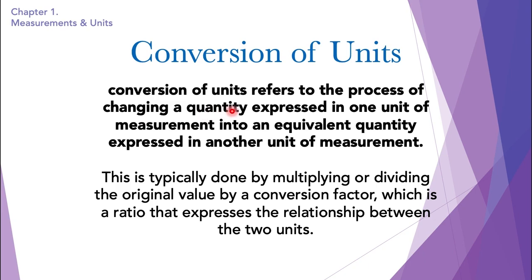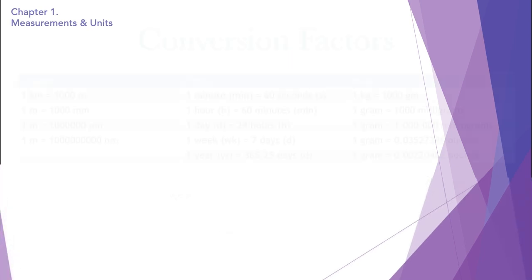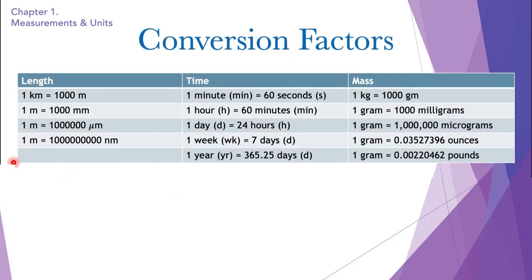So conversion of units refers to the process of changing a quantity expressed in one unit of measurement into an equivalent quantity expressed in another unit of measurement. And this is typically done by multiplying or dividing the original value by a conversion factor, which is a ratio that expresses the relationship between the two units. And here we have a table of some conversion factors: length, time, and mass. So let's read them out.